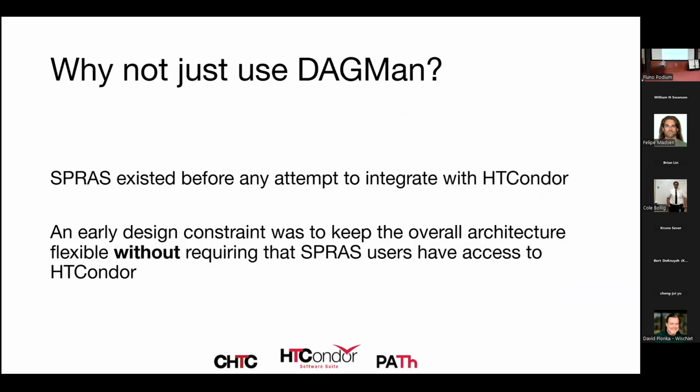So why not just use DAGman, right? We already have a tool that does this. Why go through all the effort of building this into Snakemake? I think the key here is that Sprass existed before any attempt to try to run this at scale. And what that meant was that in order to keep this workflow something that can be passed off to other biologists who aren't tied into these Condor pools, we needed to keep it generic enough that it could be run by people who don't have access to CHTC or the OS pool. So that was an early design constraint. We needed to get this to work with Snakemake. We couldn't just redesign the whole thing and make it DAGman specific.